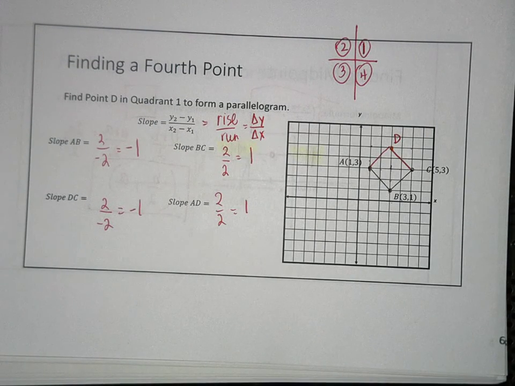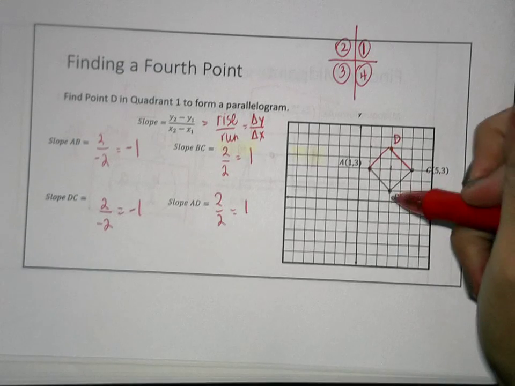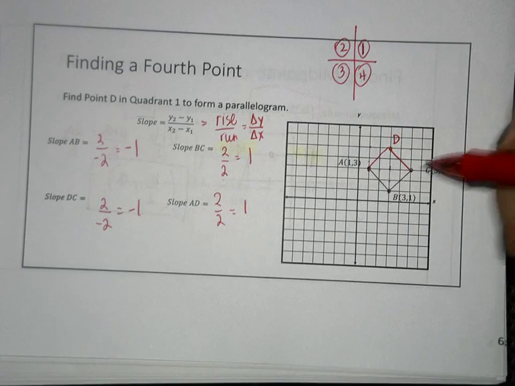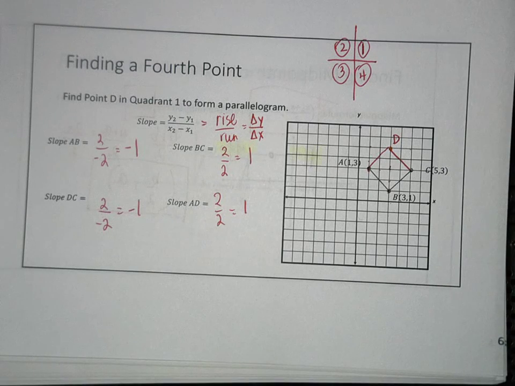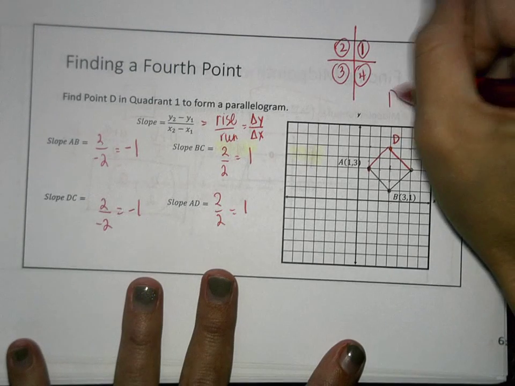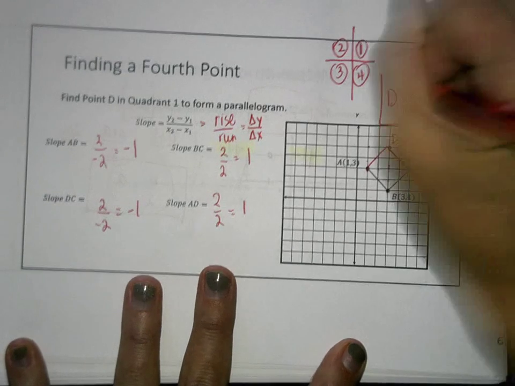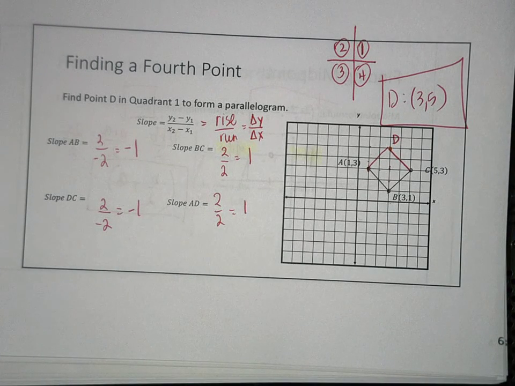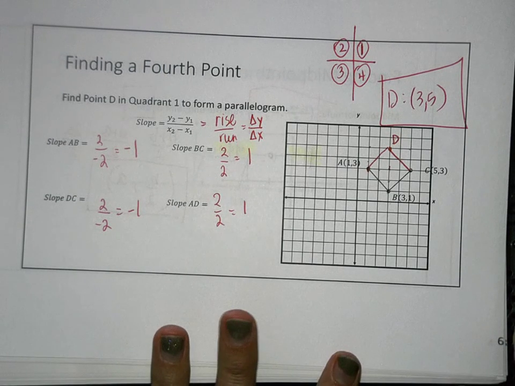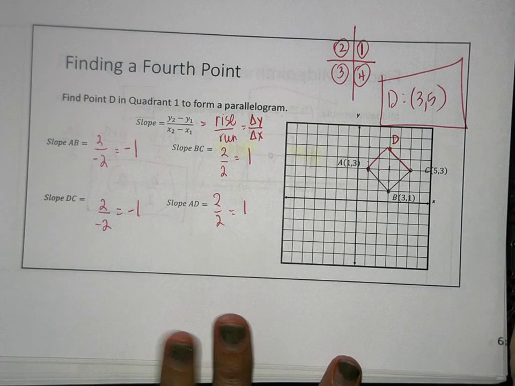So basically what we found is that if you knew the slope, you should be able to use the slope to make your next point. Are you guys ready to try another one? So this answer was D. My point D is 3, 5. So you want to write somewhere that the point is at 3, 5. Do we have questions before we move on?